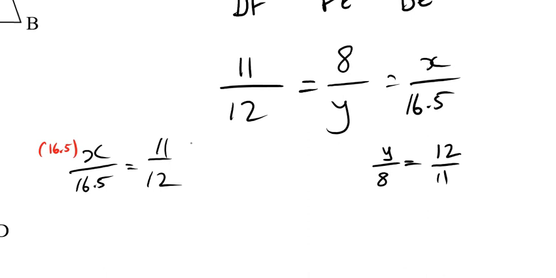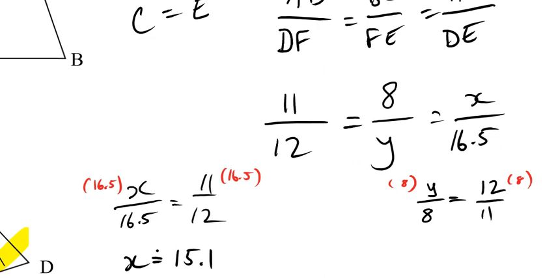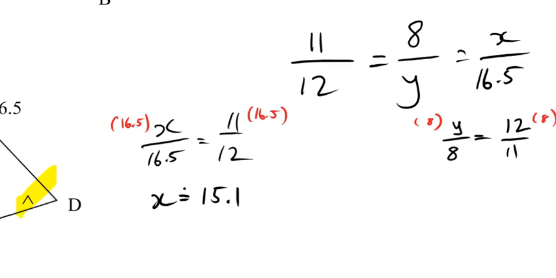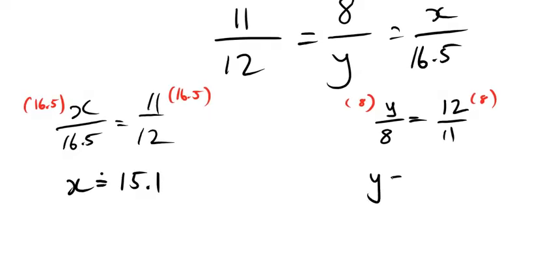Multiply both sides by 16.5 in this case, and I'm going to multiply both sides by 8 in this case, right? And my answer is one step: 11 times 16.5 divided by 12, and x, I'll round this to one decimal place, is 15.1. No units, but if there were units, centimeters or something, I'd have to include those. And this one is 12 times 8 divided by 11, which is 8.7 units. Everybody good?